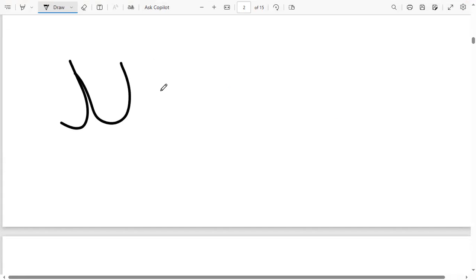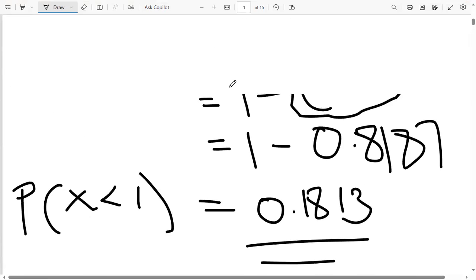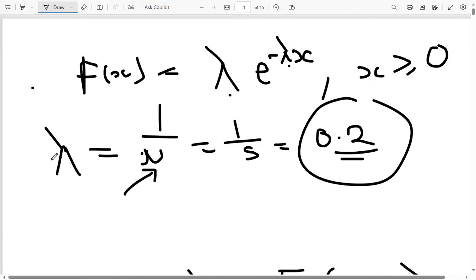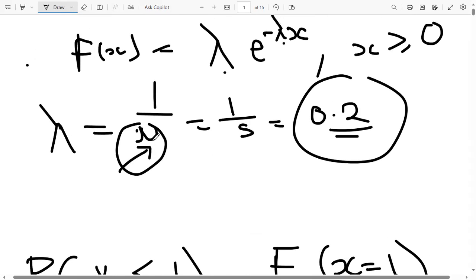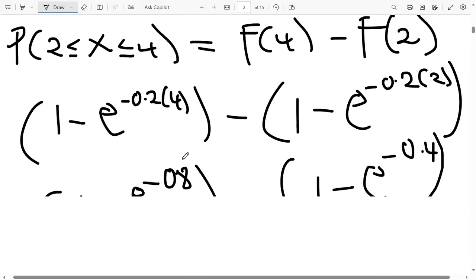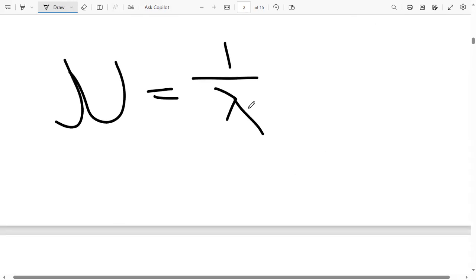So the mean is equal to 1 over lambda. Because remember how we are finding the parameter. The parameter was equal to 1 over the mean. So if I want to find the mean, I just cross multiply and then divide by lambda. So my mean will just be 1 over lambda.